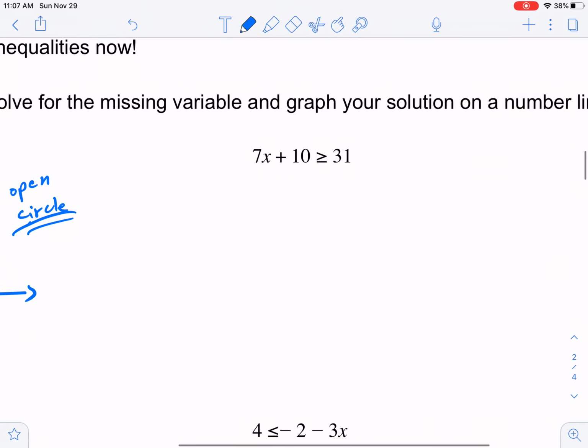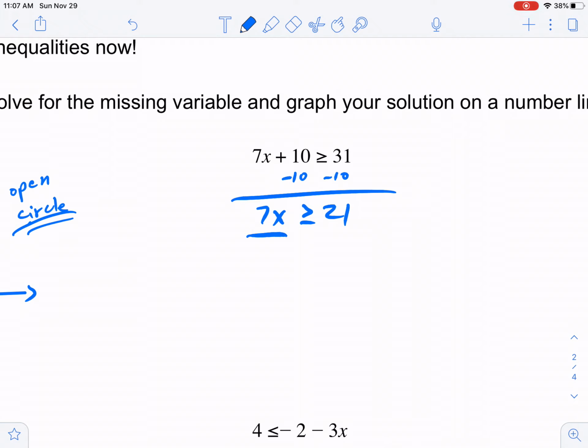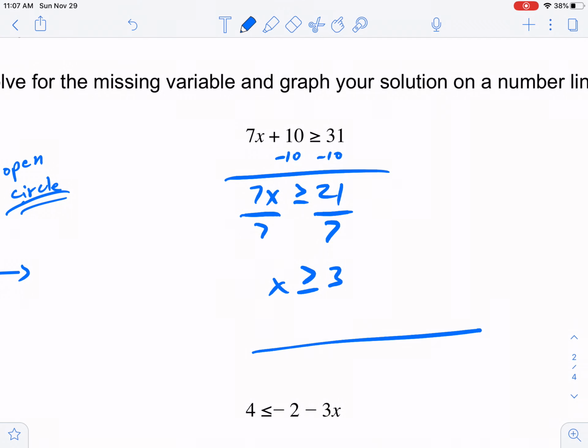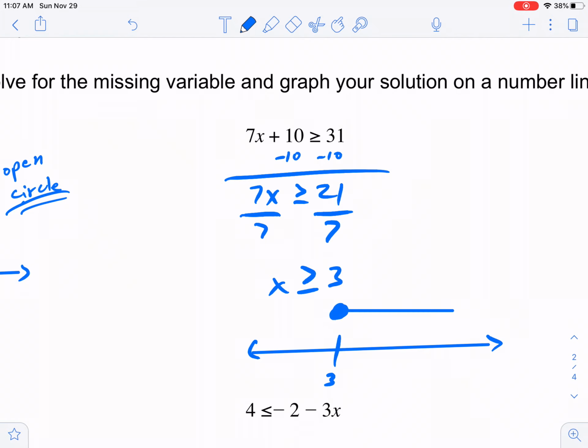Moving on. Again, we need to isolate the term with x first. So subtract 10. 7x is greater than or equal to 21. Now we divide by 7, and x is greater than or equal to 3. Make a number line. Put the number 3 down. Now, does this number include 3? Oh, it sure does. Dark circle, off to the right.